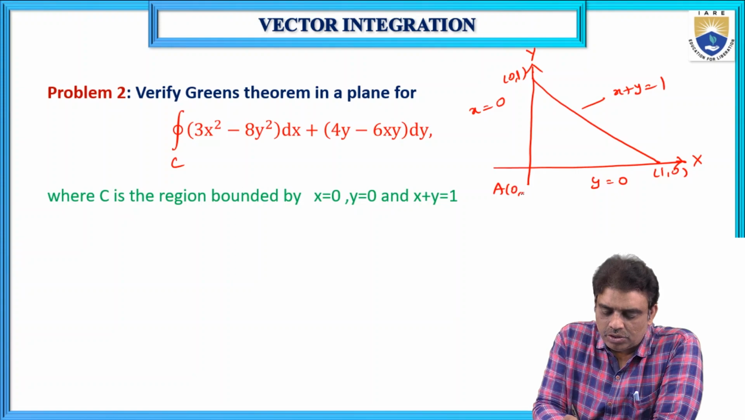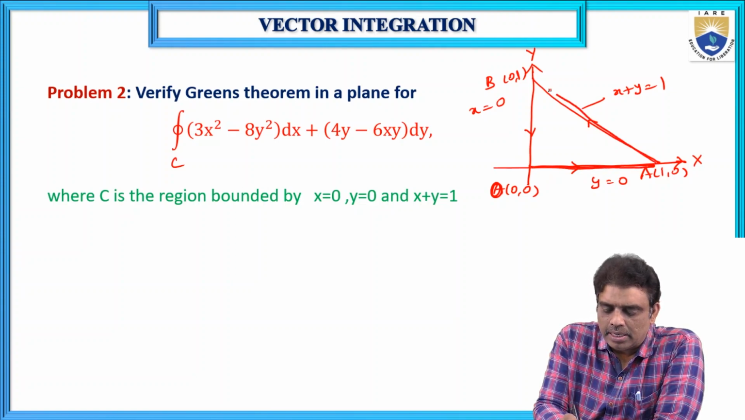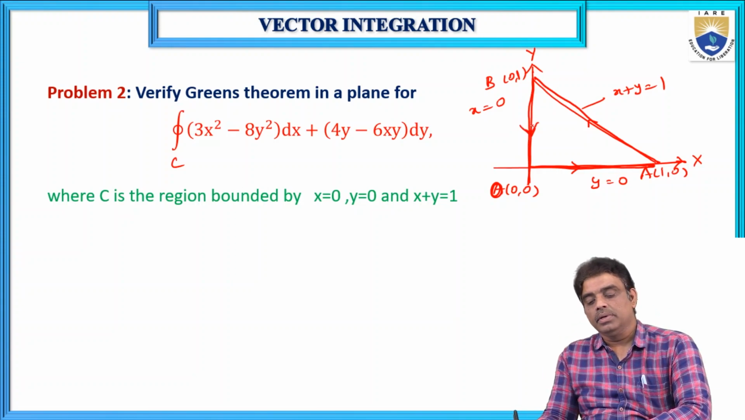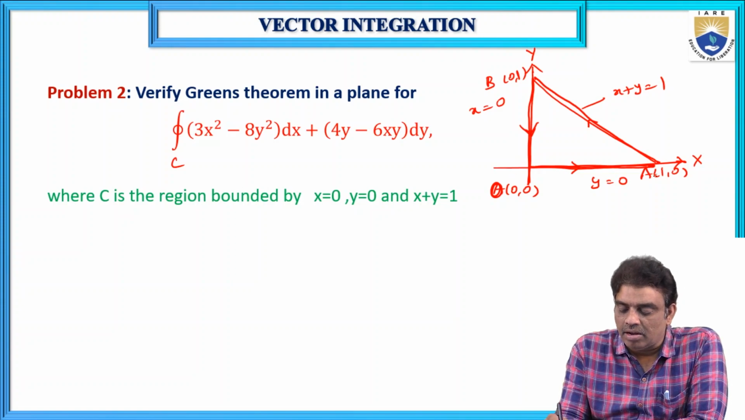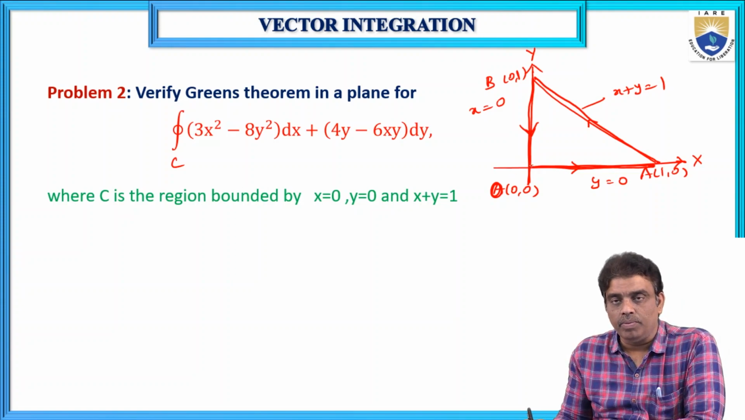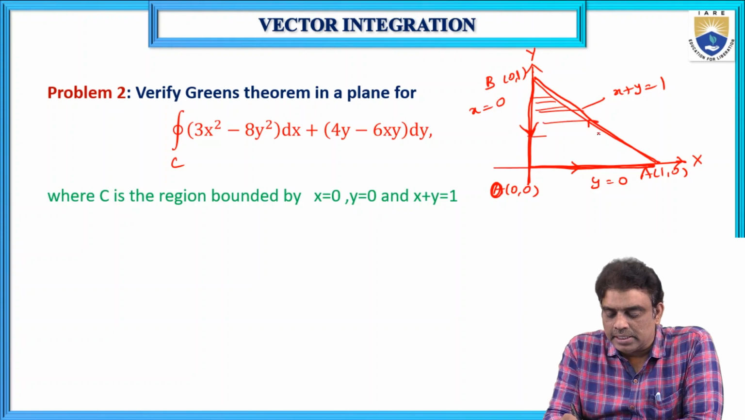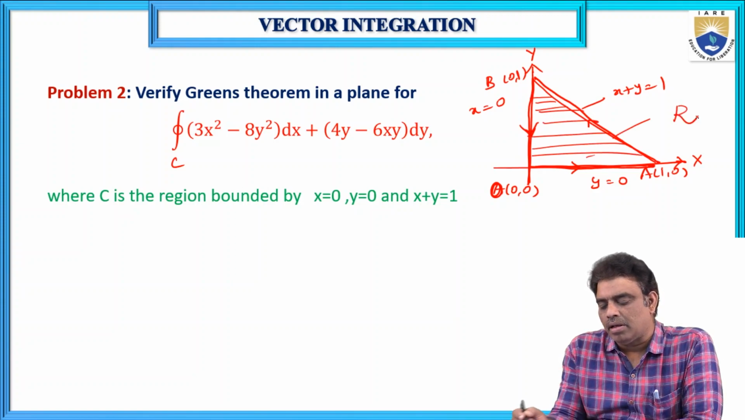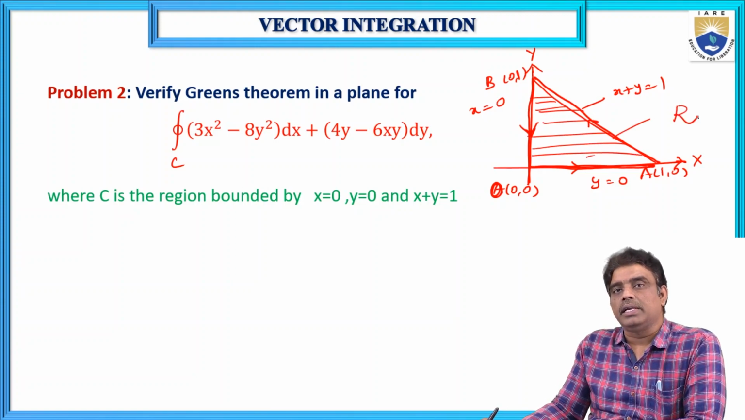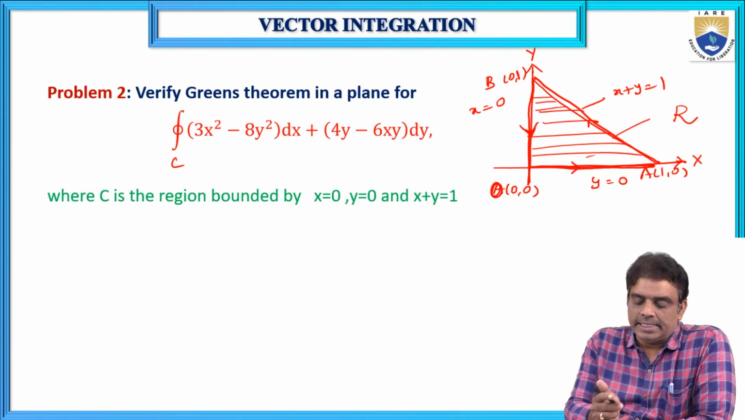This is O, 0 comma 0. This is A, 1 comma 0. This is B, 0 comma 1. And clearly it is a closed curve. It is along OA plus along AB plus along BO. So that will be the total closed curve. And we have to evaluate the line integral along OA plus along AB plus along BO. And also, this is considered as the region capital R. And we have to consider the double integral over this area.